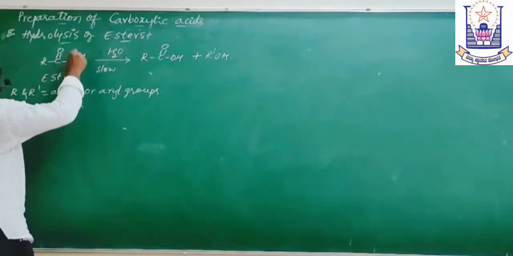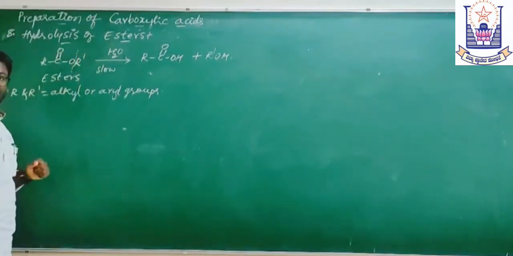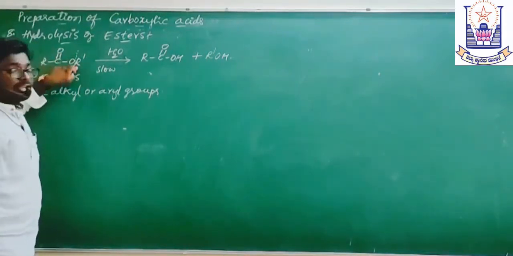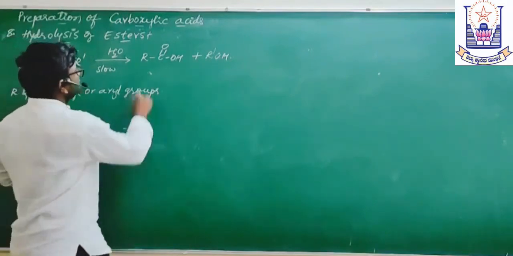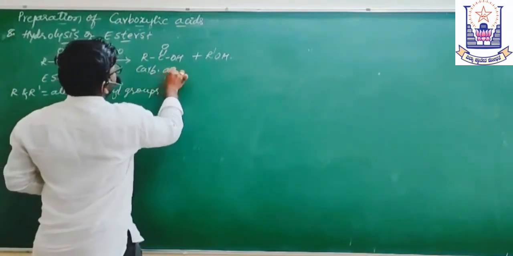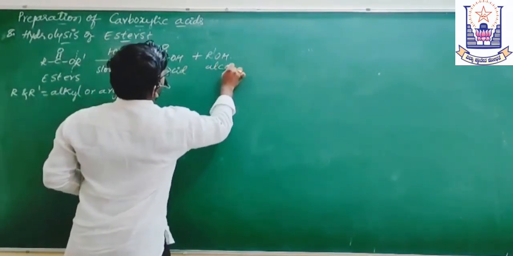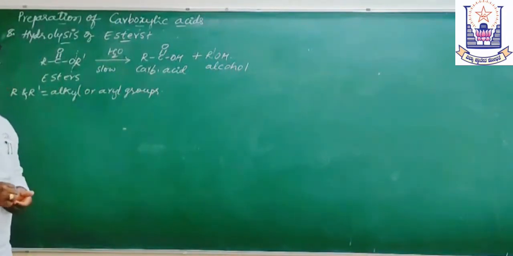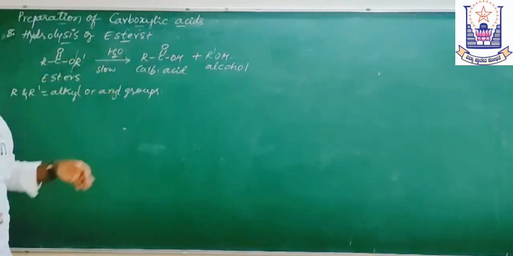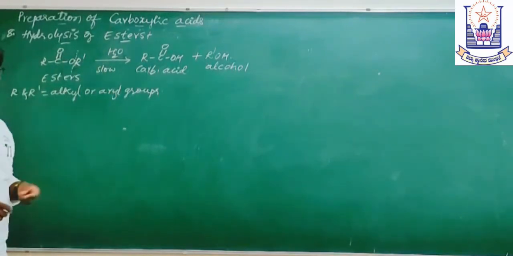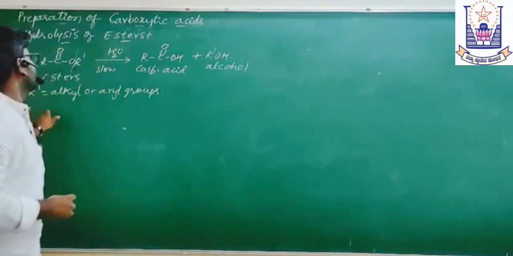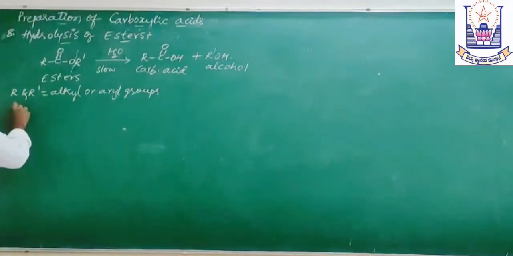Where will the bond break? Here the bond will break. Carboxylate ion will be on one side, alkyl cation on the other. This is a carboxylic acid and this is an alcohol. The reaction speed can be increased by adding an acid or base. We can increase the speed of a reaction by acid or base hydrolysis. Let us consider base catalyzed hydrolysis.